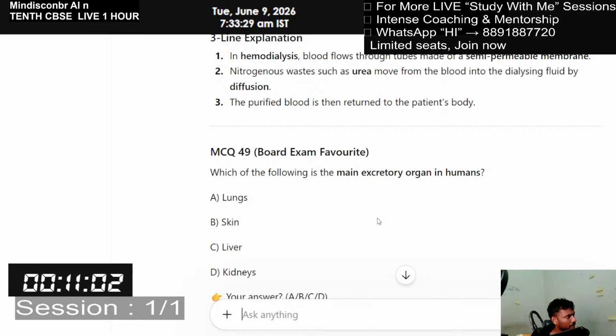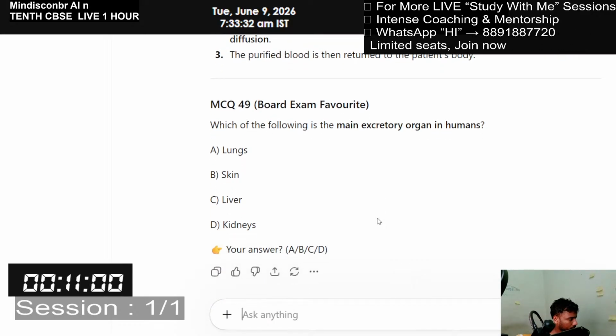Which of the following is the main excretory organ in humans? The main excretory organ is the kidneys.